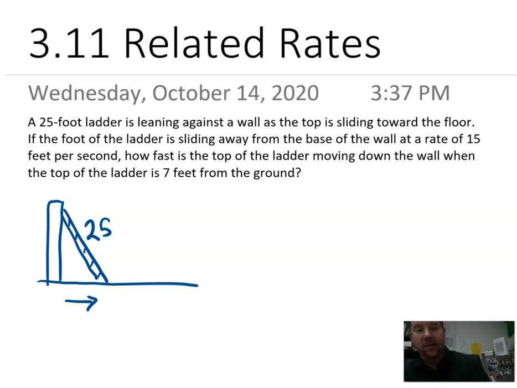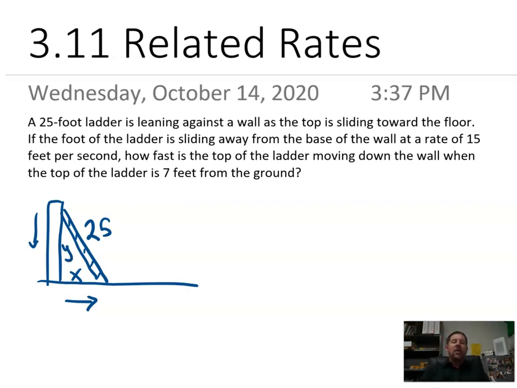And the top of the ladder is moving down the wall. So I kind of like to do these arrows to illustrate this. This distance here, as the ladder is sliding away, is changing. Because that's changing, I need a variable in its place, so I'm going to call it x. As the ladder moves down the wall, again, that distance is changing. So I need a variable to represent that, and I'm going to call that y.